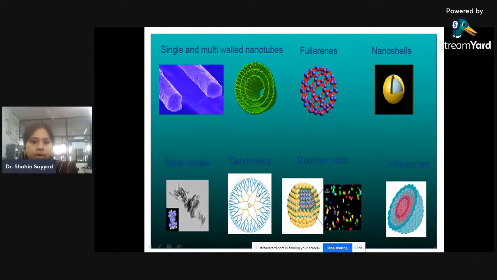They can have the shape of dendrimers. They can be quantum dots or they can be nanoshells. So depending upon their dimension, we can classify them as one-dimensional, two-dimensional, or on the basis of their structure, we can classify them as fullerene, dendrimers or nanoshell. Okay. So classification may be based on the dimension or based on the appearance, or we can say appearance is nothing but the morphology. If you deal with nanomaterials, you will hear the term morphology. So morphology is nothing but the appearance or shape of the nanoparticle.